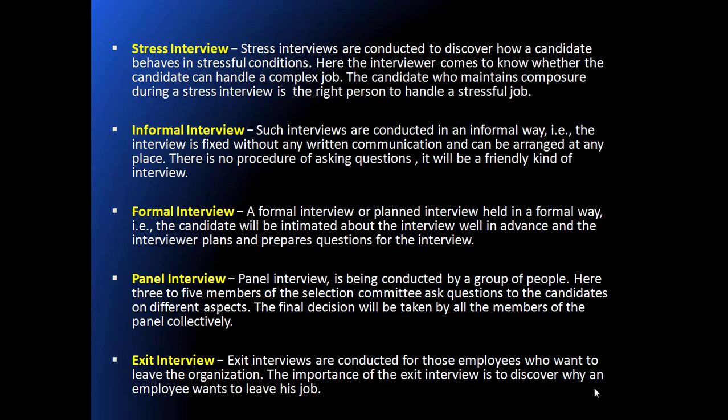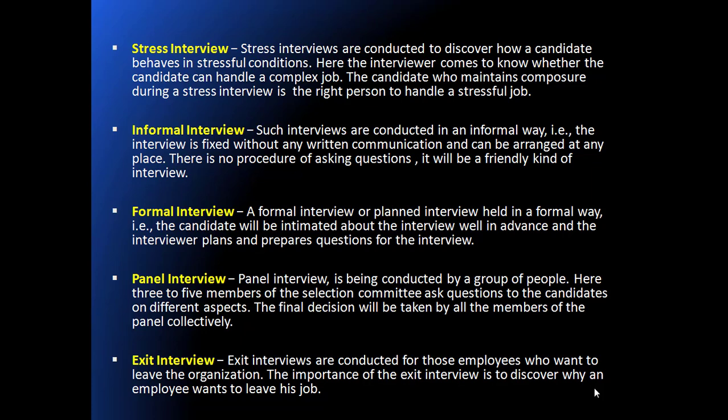Now, stress interviews are conducted to discover how a candidate behaves in a stressful condition. So here the interviewer comes to know whether the candidate can handle a complex job or not. The candidate who maintains composure during a stress interview is the right person to handle a stressful job.